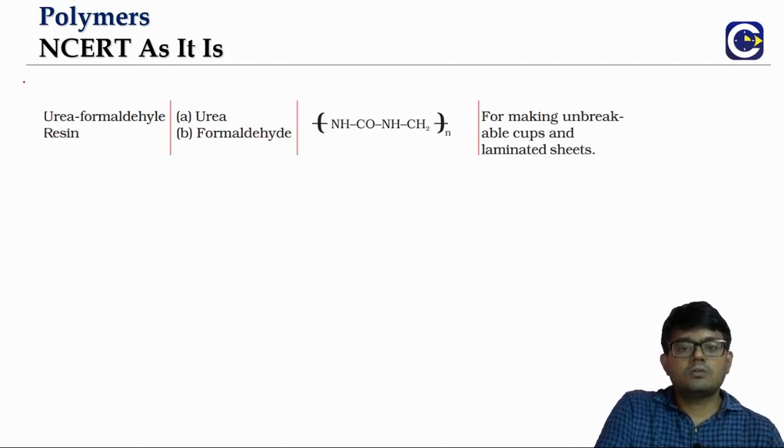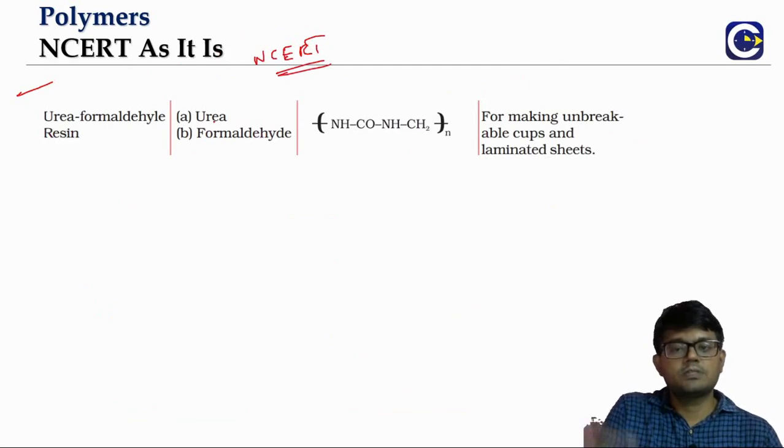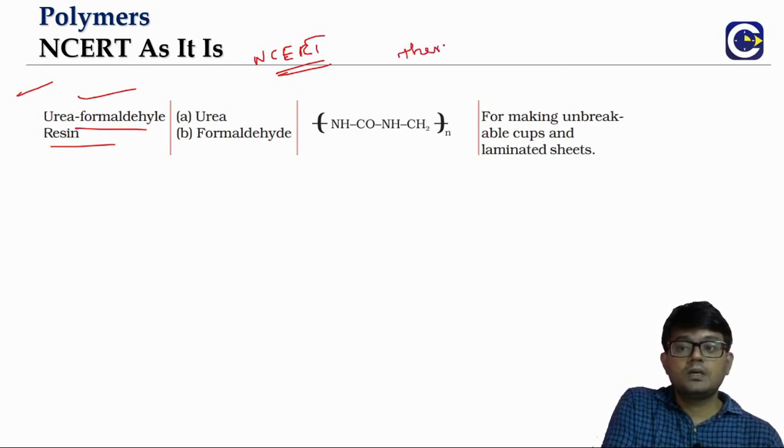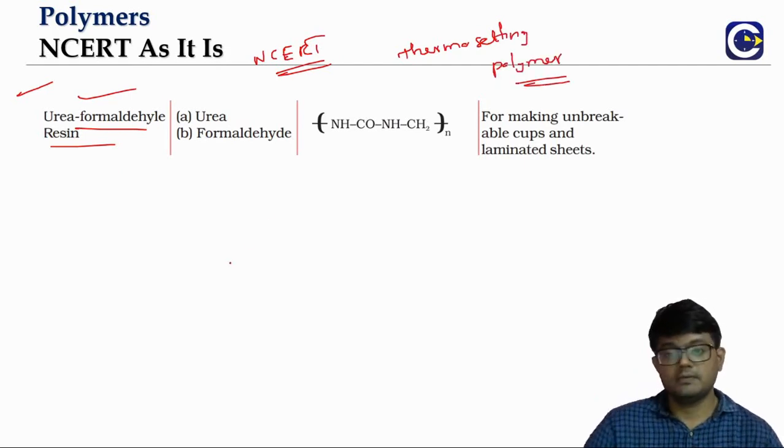Then we have one more. In the NCERT, they have just given it as the examples of the polymers and the uses, but we will discuss in detail. Urea formaldehyde is it. In fact, if you remember, we gave this example of thermosetting polymer. And this is also a cross-linking polymer.